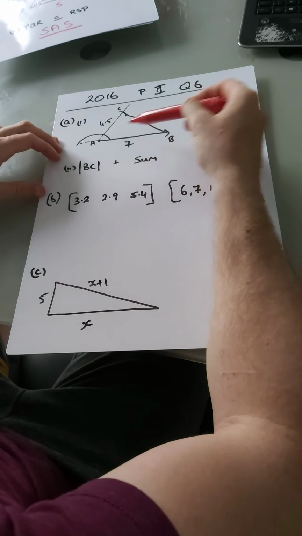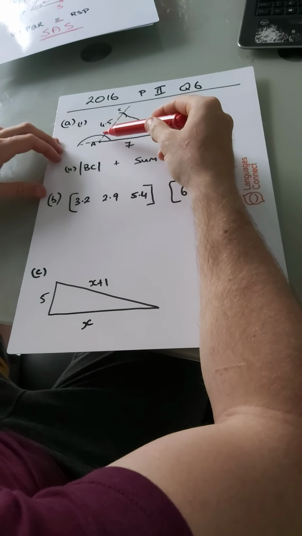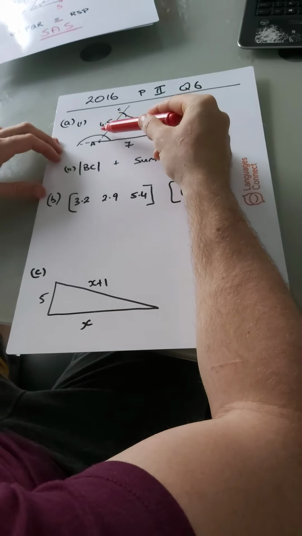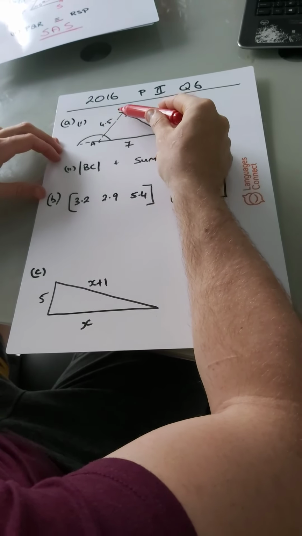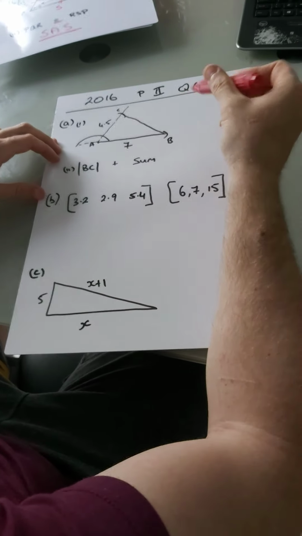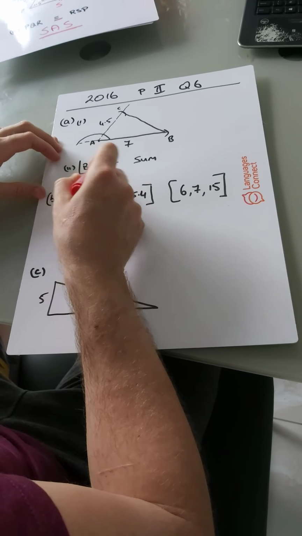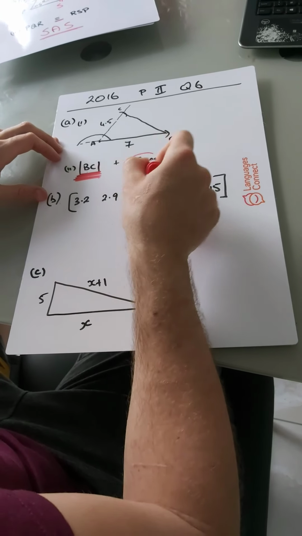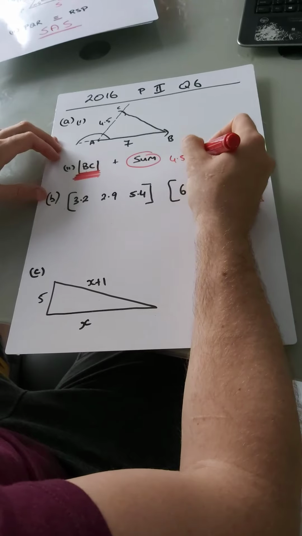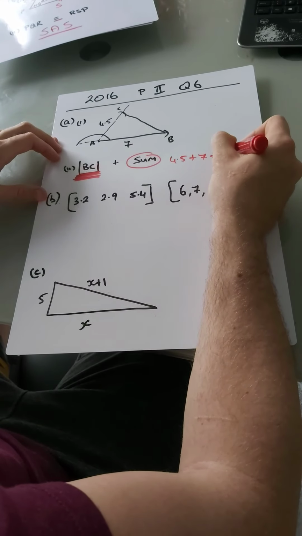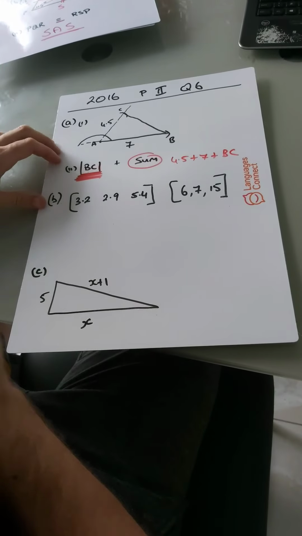Construction again, AB is 7, get my compass. It gives me the angle here, measure it up, and it also tells me AC is 4.5, so I get my compass, I swing it down there. BC, because it's a construction, we can measure it, and the sum then is just obviously 4.5 plus 7 plus BC. Okay, whatever that was.